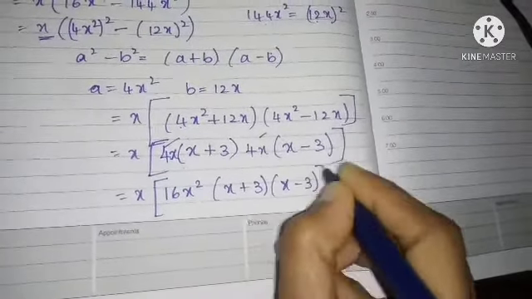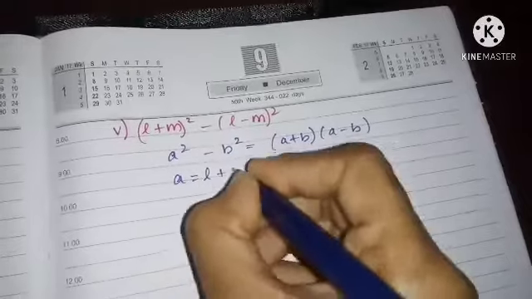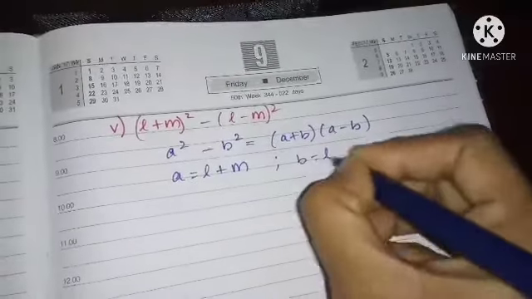what is the next problem? Fifth problem: L plus m the whole square minus L minus m the whole square. So listen, this looks like a square minus b square, which is a plus b into a minus b. But what is a here? L plus m. B here is L minus m.